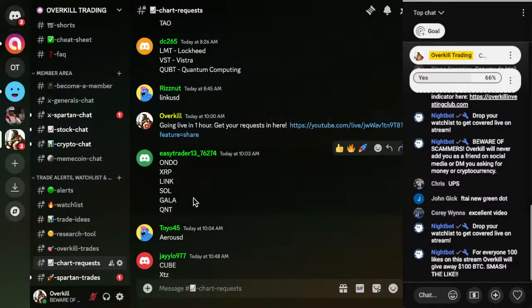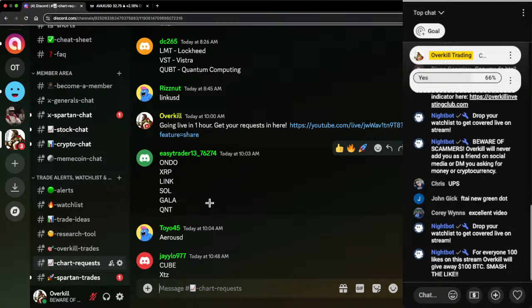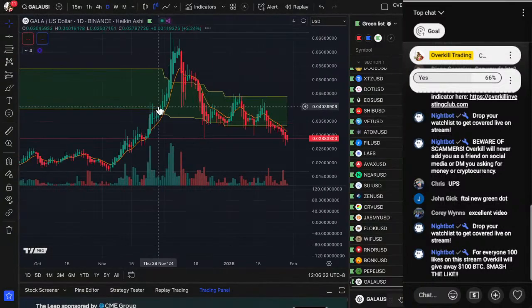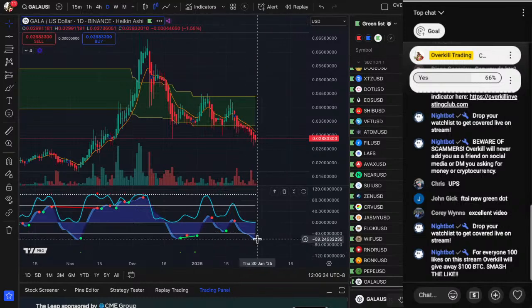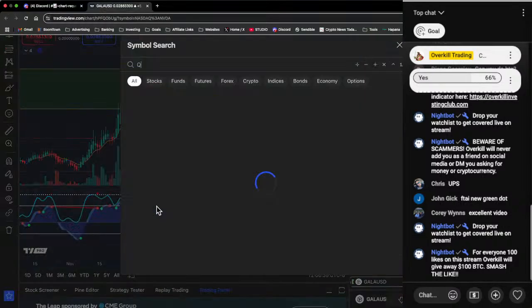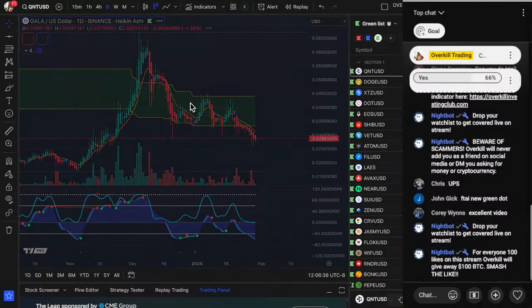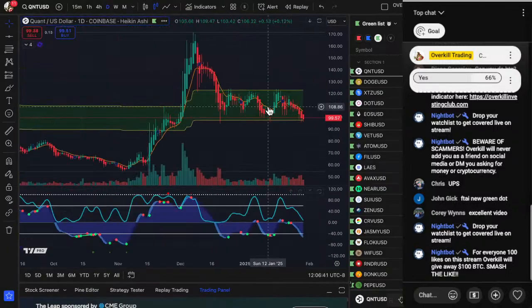What else we got here? QNT, we got SOL, we got Gala. Gala's selling off hard here too. Look for the green dot on that one on the daily. QNT also just needs a daily green dot.